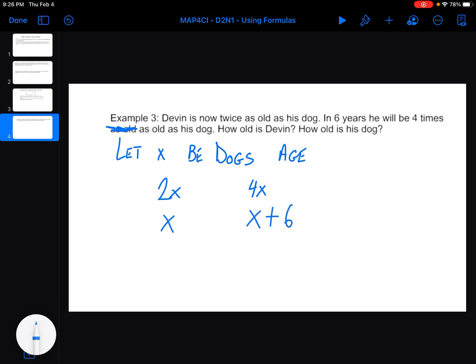I'm going to leave that question because this is the only homework we've got right now for you guys to try to figure out. I want you to try to figure out a formula. I've kind of given you some information. Okay, so this is Devin, and this is the dog. I want you to try to figure that out.